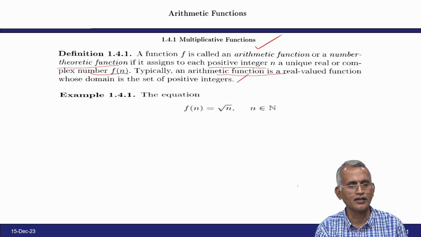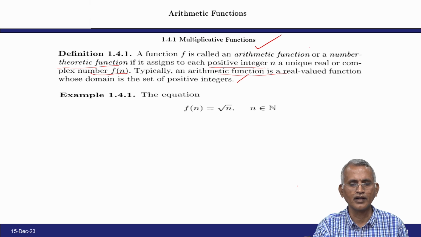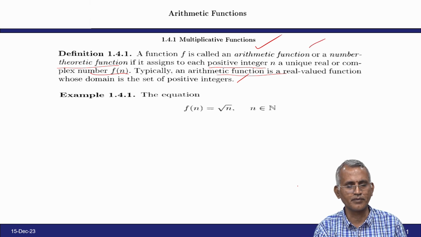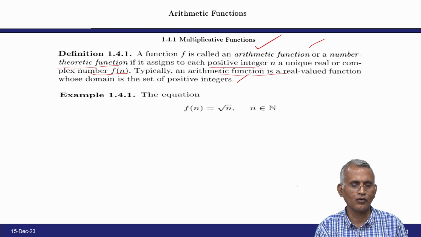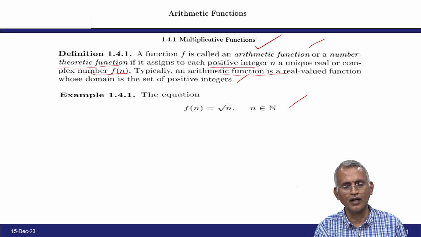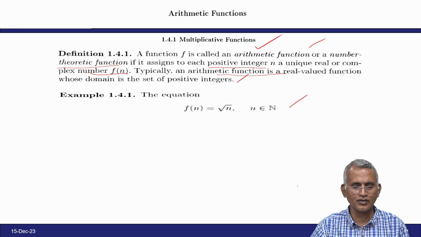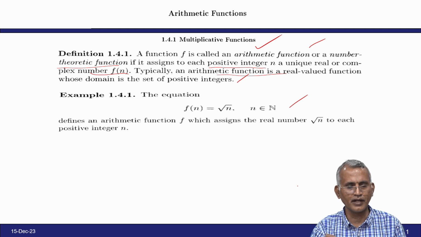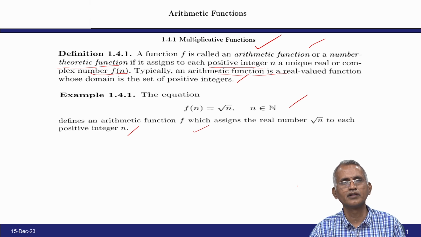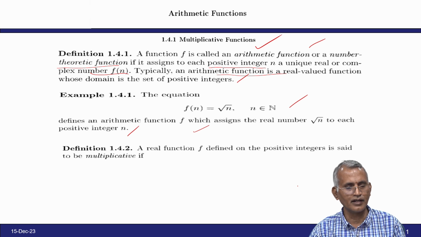multiplicative functions based on the number theoretic functions is called an arithmetic function. And let us see one example: f of n equal to root n, where n is in N. Say, for example, n equal to 2, you take root 2. So, that is one expression. Based on this we start with arithmetic function. F assigns the number root n, a real number, to each positive integer n, because root 2 is a real number, and we have a next definition.